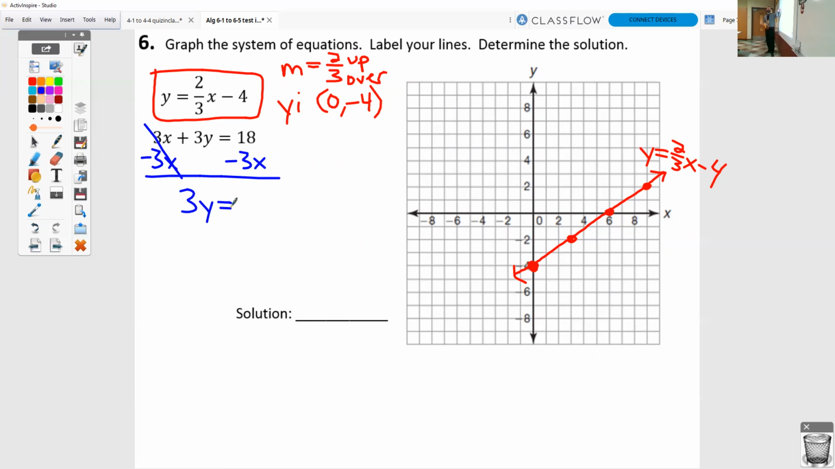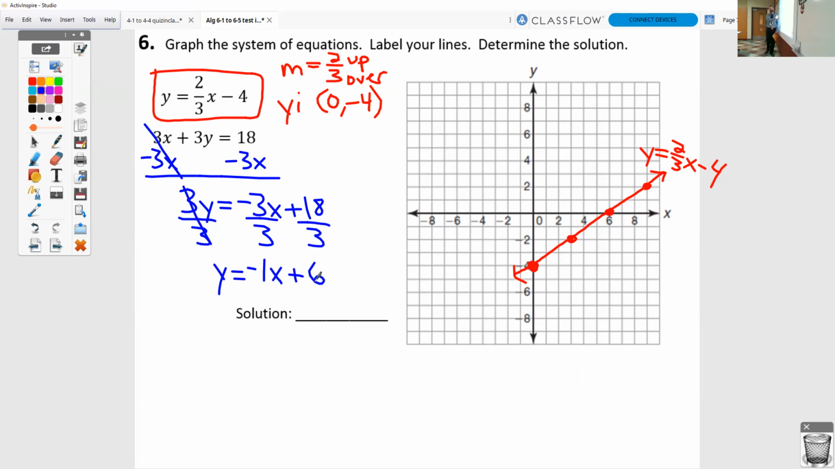Remember, 18 minus 3x is not 15x. You can't subtract a plain number and an x, but we could rearrange them to be in that y equals mx plus b form. So that could be switched around to be -3x plus 18. We want to get the y all by itself, so we divide by 3, divide by 3, divide by 3. We end up with y equals -1x plus 6.